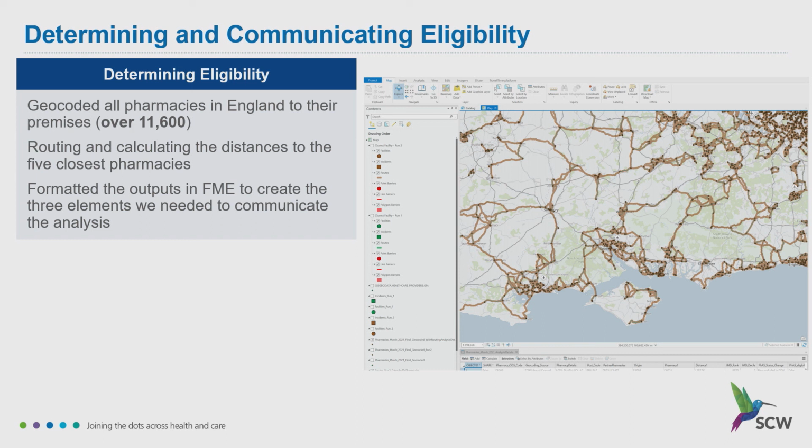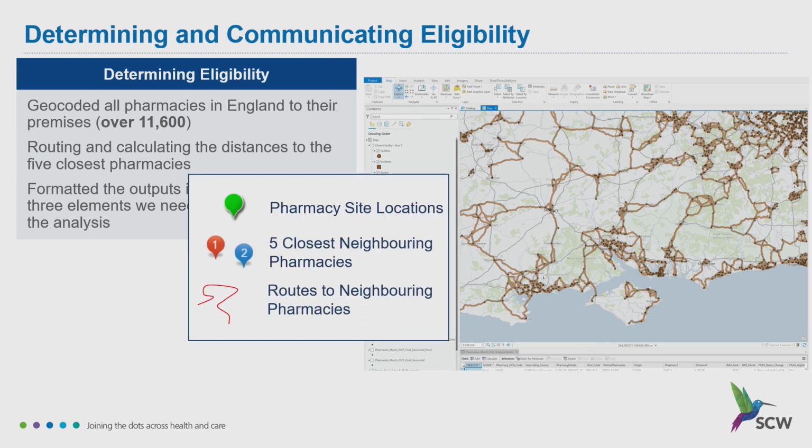Finally, we formatted the outputs. We stripped away all the unnecessary information that would not be relevant to the contractors or the Department of Health and Social Care. And this is what we had: the pharmacy locations, the 5 nearest pharmacies, and routing between those two previous things there.